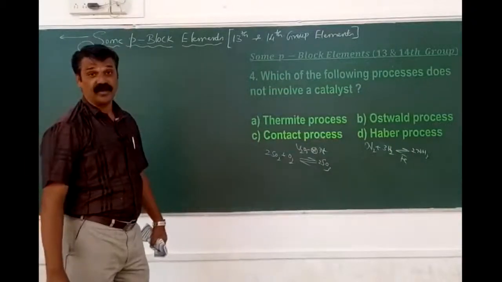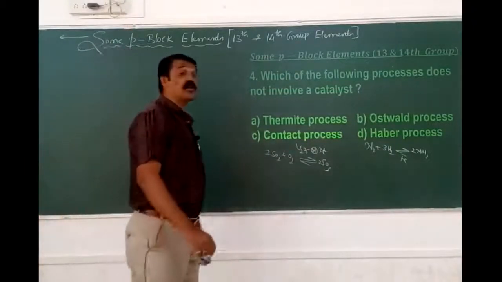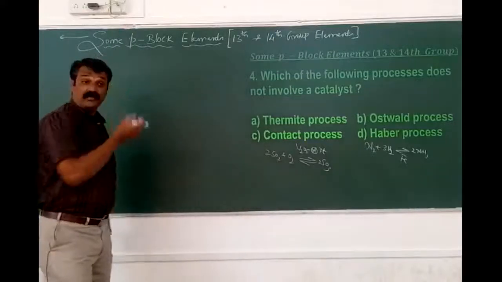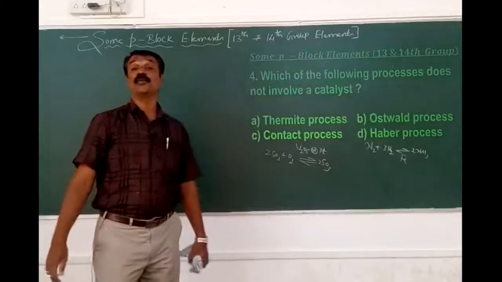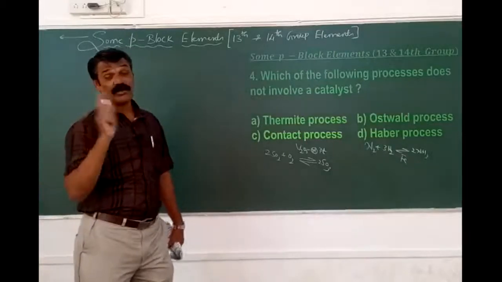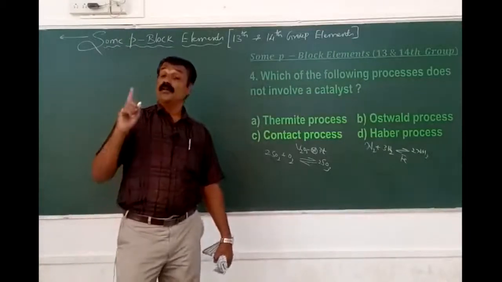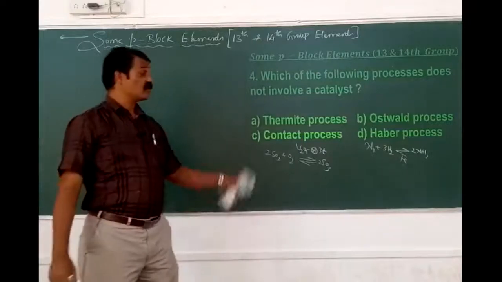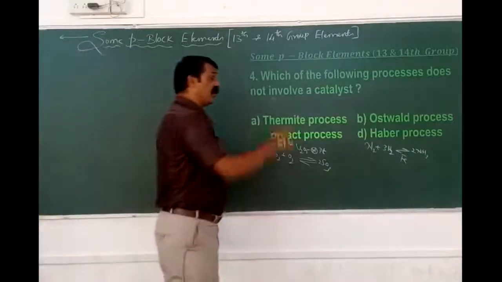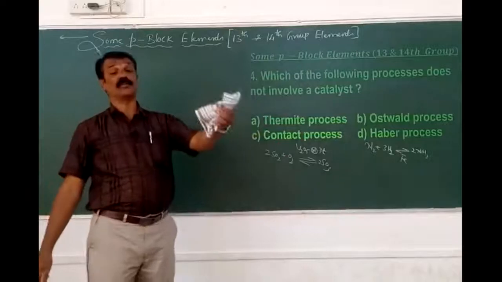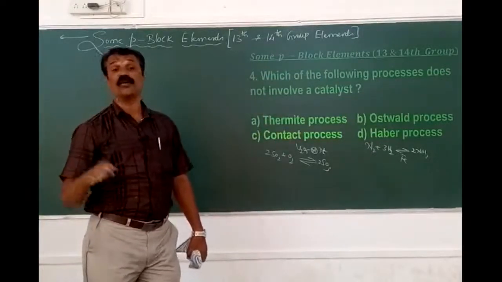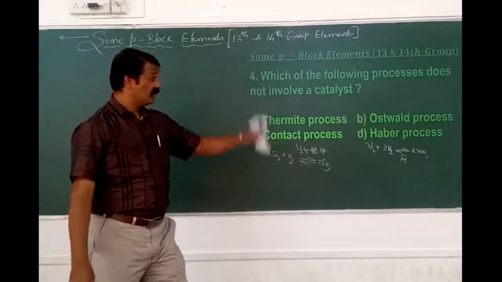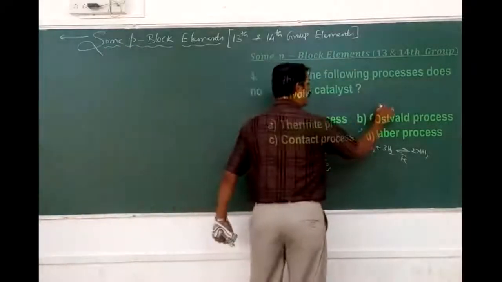Whereas in the Ostwald process for the manufacture of nitric acid, nitrogen combines with oxygen in presence of platinum rhodium as a catalyst to form nitric oxide. Nitric oxide is further oxidized to nitrogen dioxide, and nitrogen dioxide is absorbed by water to form nitric acid. So this also involves a platinum rhodium catalyst.